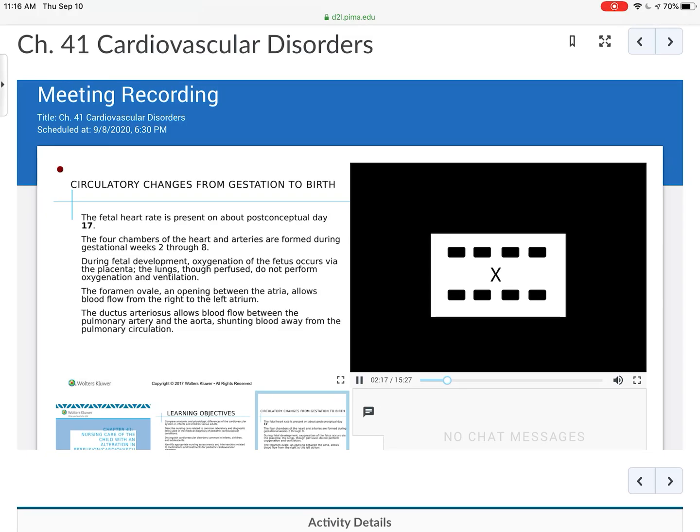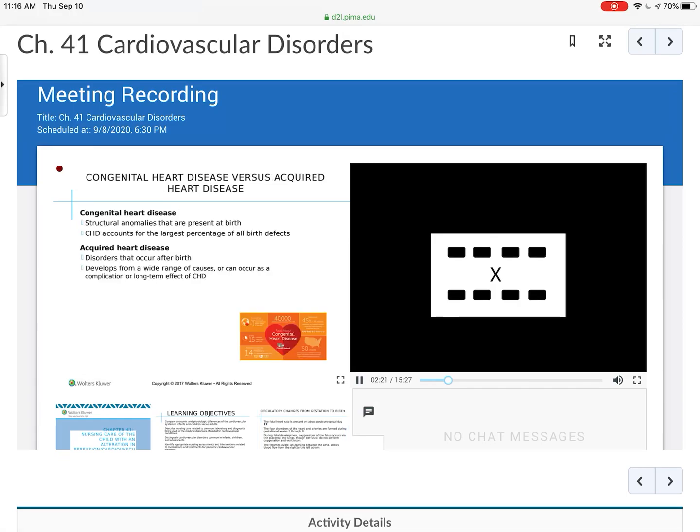Some of the ways they differ from adults: in infants younger than 7 years, the heart is more horizontal, and then as their lungs start to grow, the heart is displaced downward.